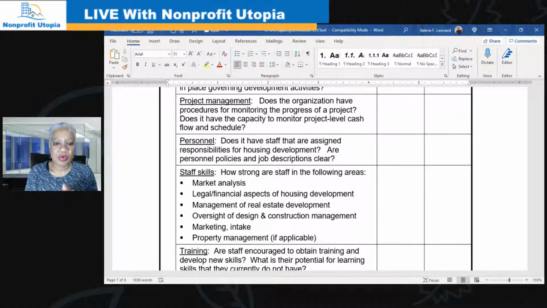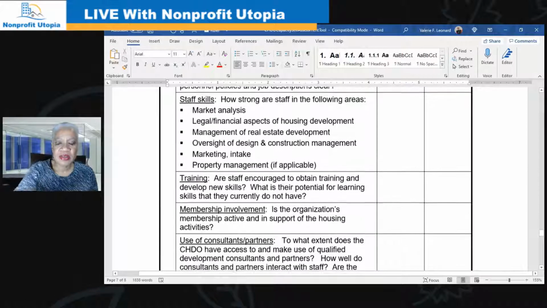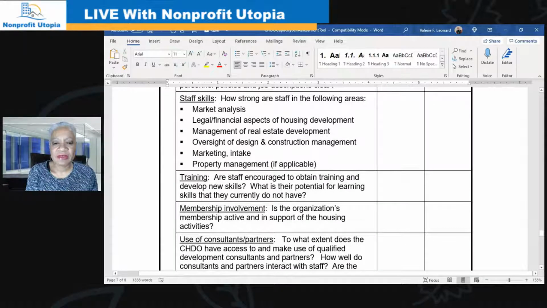And for those of you who are not in housing, again, do you have personnel policies in place? Are the job descriptions clear? Staff skills, how strong are staff in the following areas? Market analysis, legal and financial aspects of housing development, management of real estate development, oversight of design and construction management, marketing and intake, and property management if applicable.